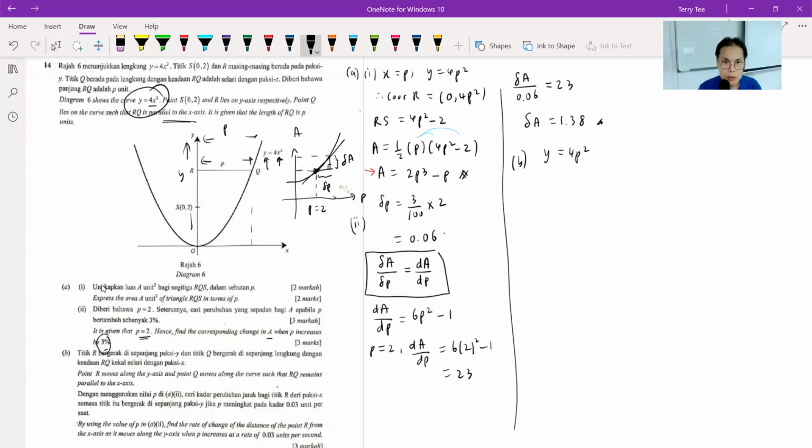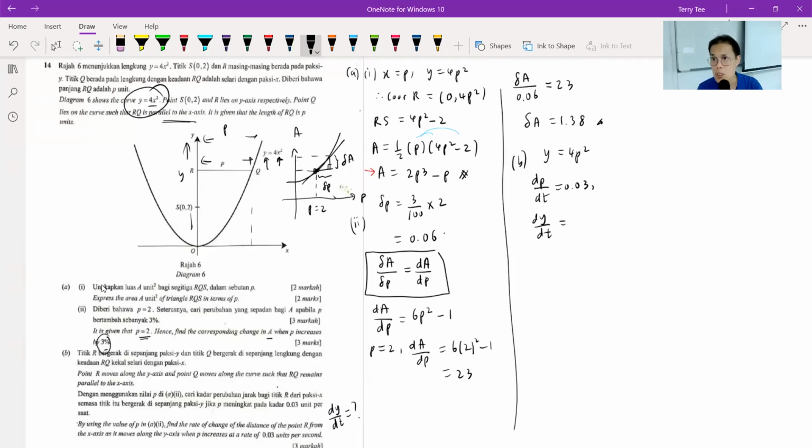So we're supposed to find the rate of change of the distance of R from the x-axis. That means you're finding the rate of change for y. You're finding dy/dt. You're given that P increases at the rate of 0.03. You're given dx/dt, or in this case, dp/dt is 0.03. You're finding dy/dt.